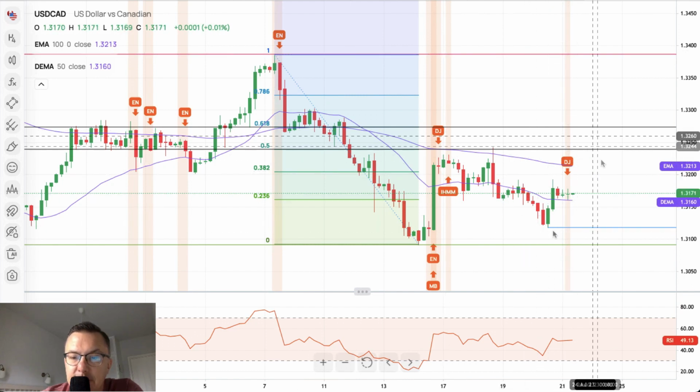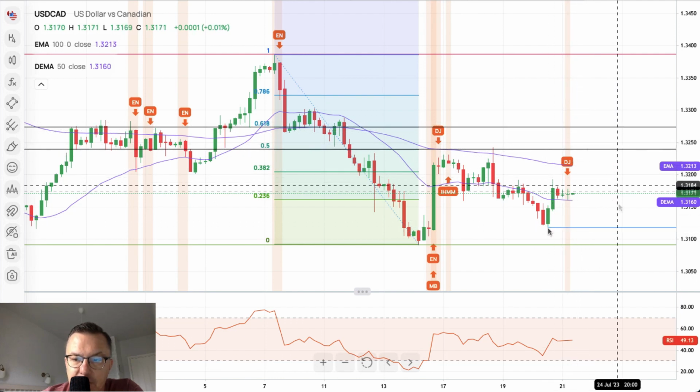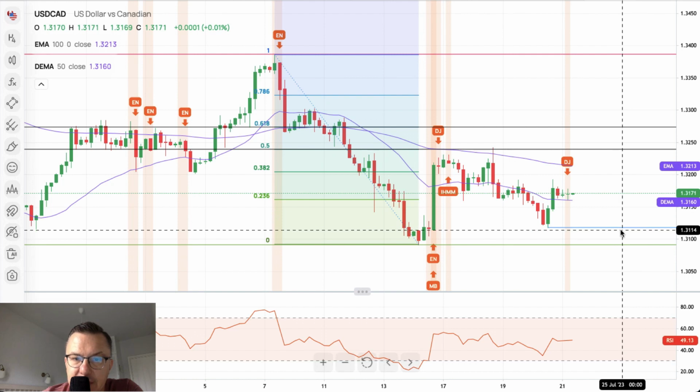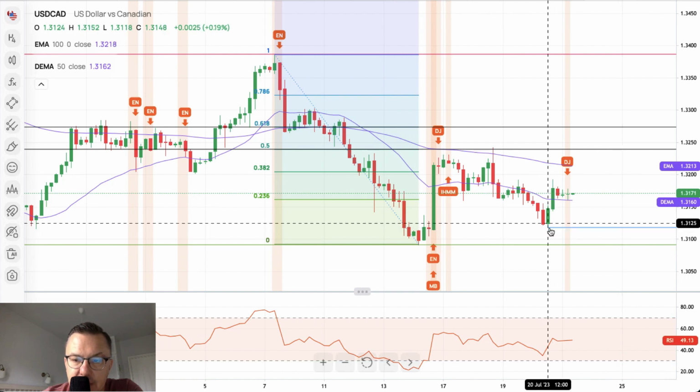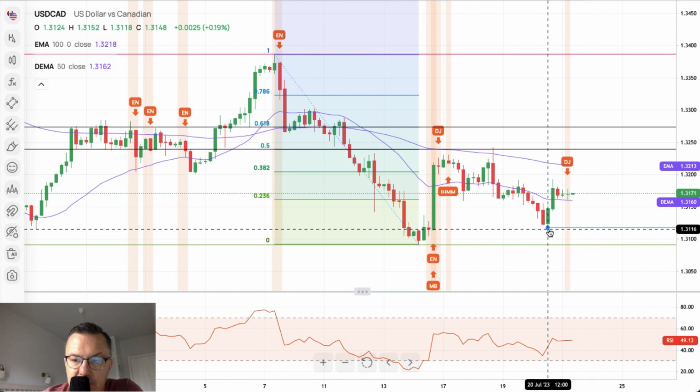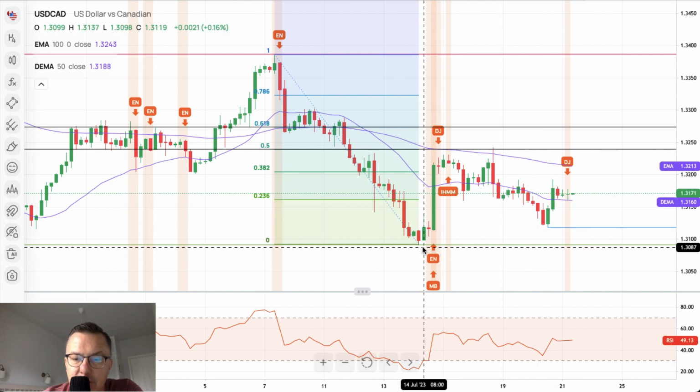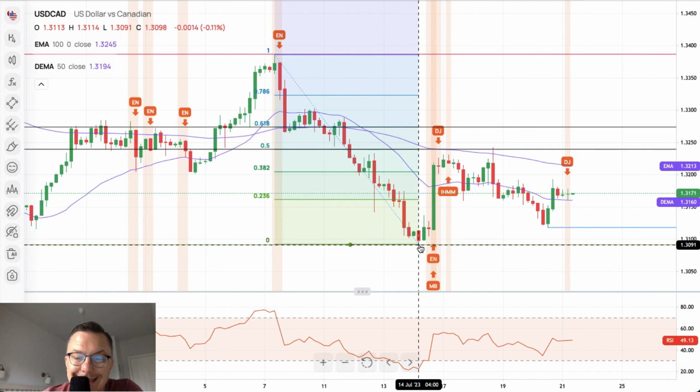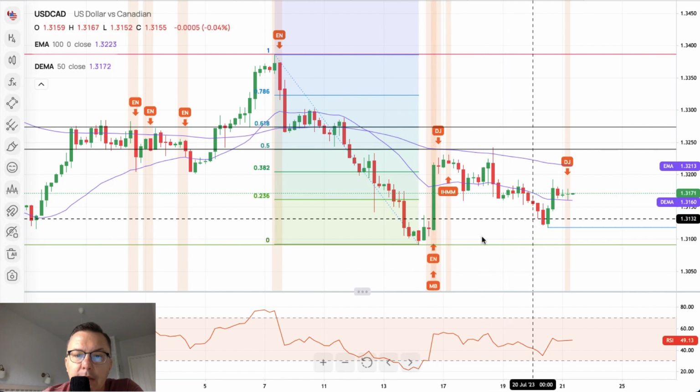But if there is another rejection of 50 or 61% of the Fibonacci retracement, then of course, if the sell-off gets aggressive, please keep an eye on this local high 1.3116, because if it's challenged, then we can go to another level, which is the key level here, technical support at 1.3090. So that's the outlook for the US dollar to the Canadian dollar.